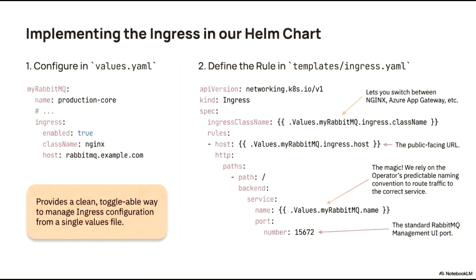Next, we define the rule within the templates/ingress.yaml file. This template leverages the values we just configured to dynamically generate the Kubernetes resource. The ingress class name allows for flexibility, enabling us to switch between controllers like Nginx or Azure App Gateway with ease. We use Helm placeholders for the host and the service name. By relying on the RabbitMQ operator's predictable naming convention for the service name, we ensure traffic is routed accurately to the back end. Finally, we specify port 15672, which is the standard port for accessing the RabbitMQ management UI.